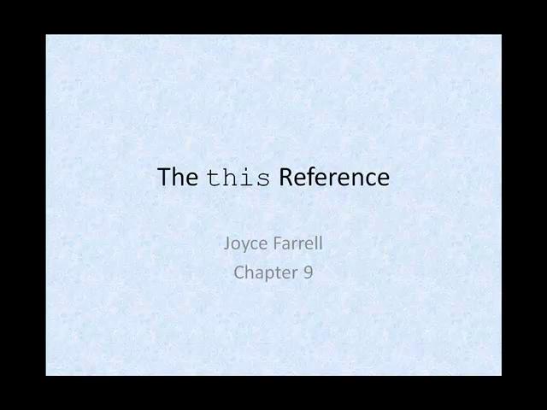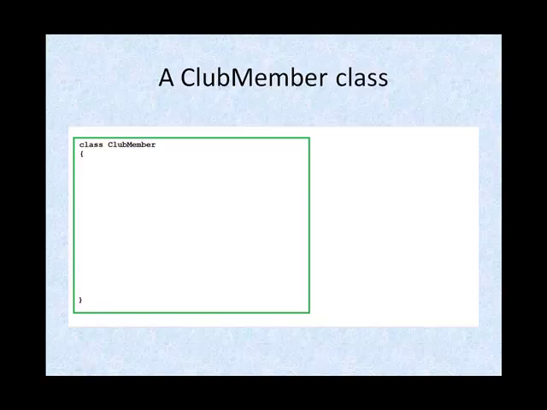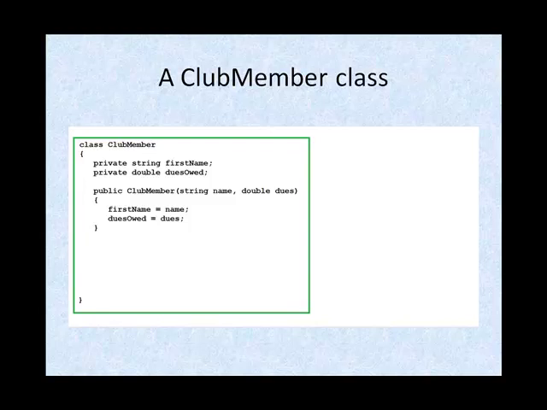Let's take a look at the this reference. Suppose you create a ClubMember class to hold data about members of a club that you've started. You might create fields like firstName and duesOwed, and you might have a constructor that accepts values for name and dues and assigns them to the appropriate fields.